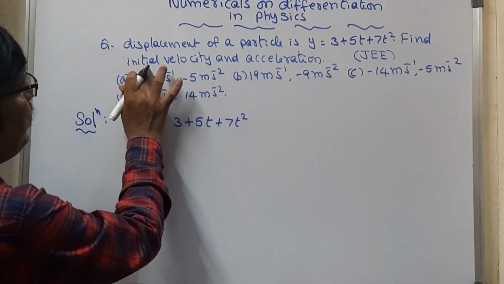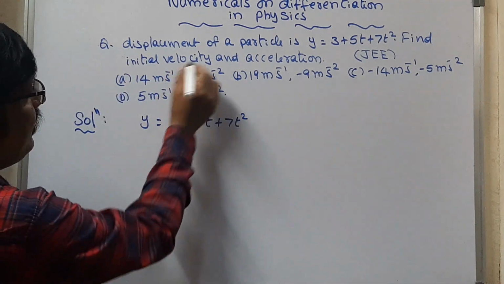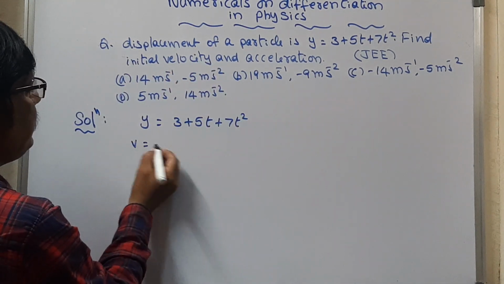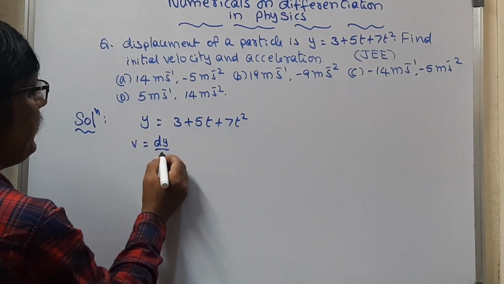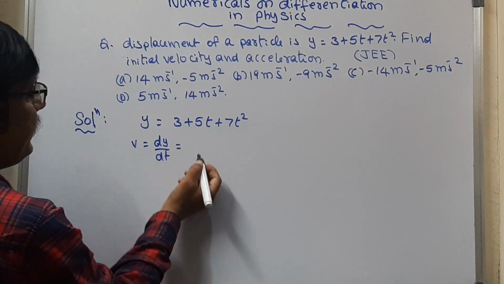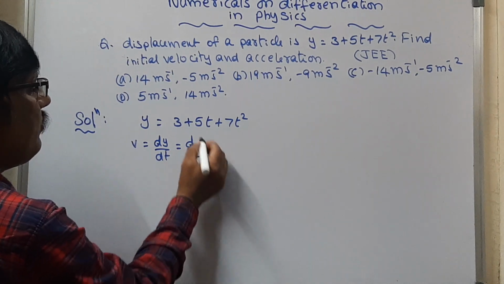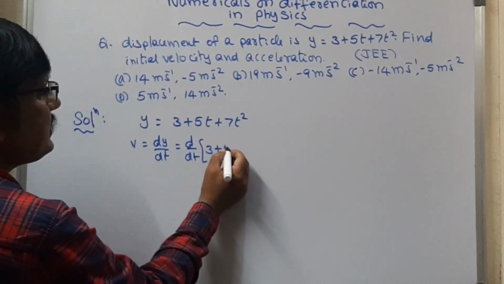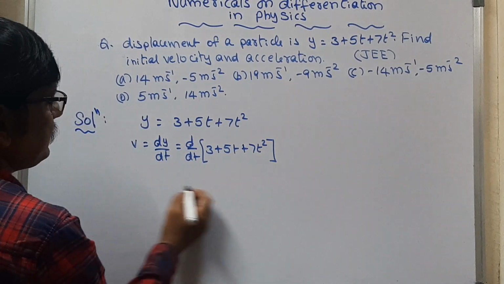What is asked to find out? Initial velocity. So what is the formula for velocity? Velocity v is equal to, what is the formula we can take? dy by dt, isn't it? dy by dt, and so d by dt of, then what we will take, 3 plus 5t plus 7t square. This is equal to.